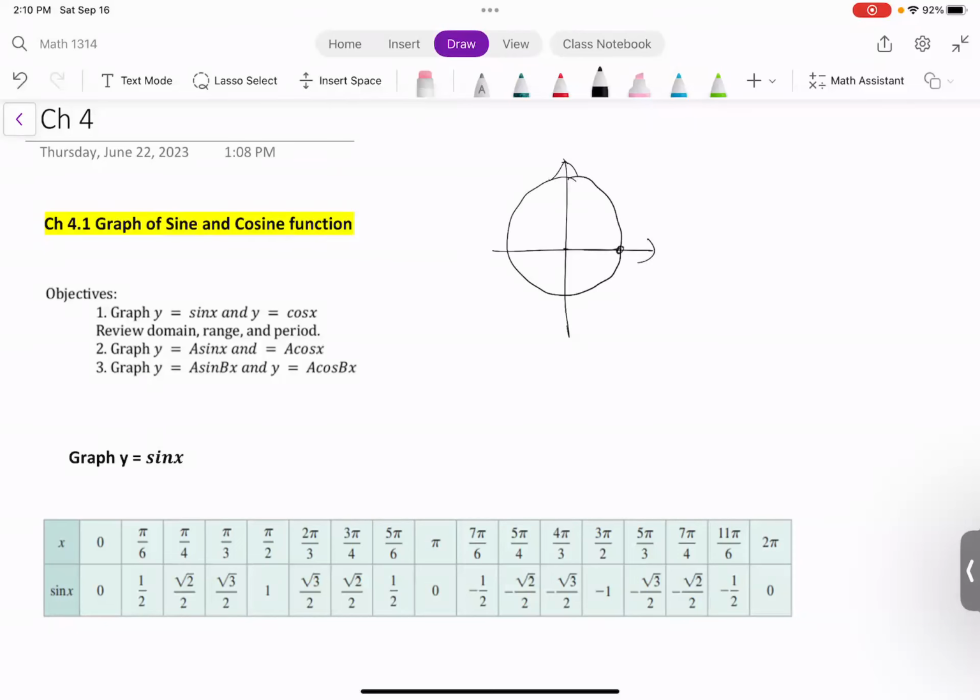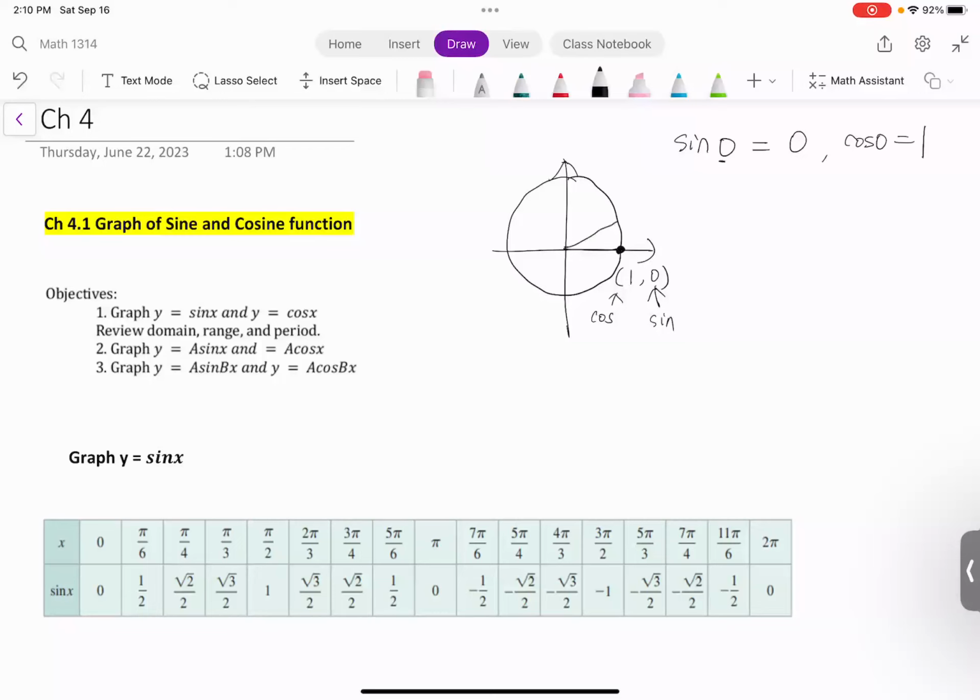For example, how about I'm looking for sine 0. So 0 is in radian mode. So the point here is (1, 0). So we have learned this is the sine, this is the cosine. So sine 0 is 0, and cosine 0 is 1, and you can find the tangent. That's the ratio of sine over cosine.